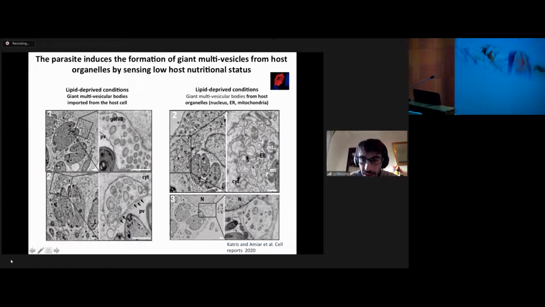And if we looked in detail, these giant multivesicular bodies were arising from the host organelles, mostly from the nuclear envelope here, as well as from the ER and the mitochondria.